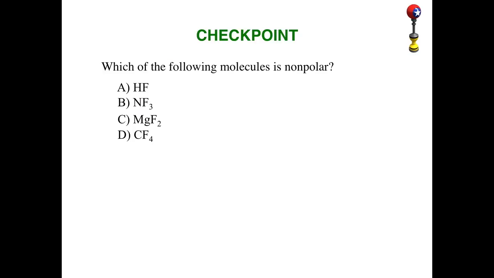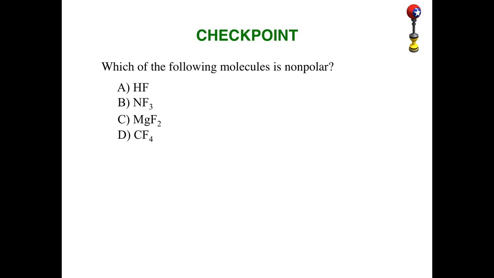All right, from that, let's have a checkpoint. Which of the following molecules is nonpolar? Let's first do some elimination. We know that HF, option A, would be polar because it is a polar bond, and that's only one bond. So HF should be a polar molecule. And we can cancel out option C because that's an ionic bond, so it's not actually a molecule. So our 2 options left are B, NF3, and D, CF4.